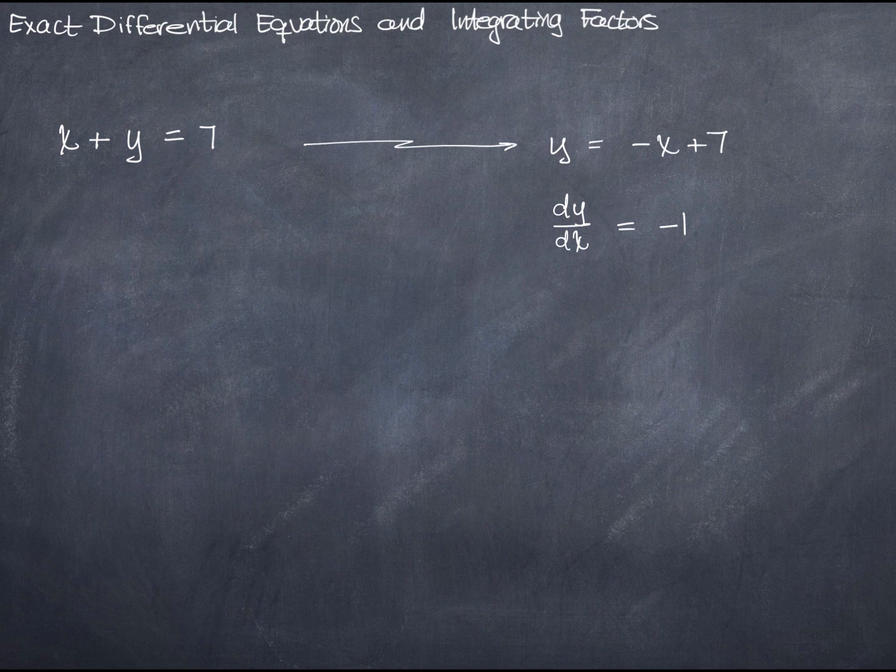What I'm going to do is take each term in turn and differentiate it using the sum and difference rule for differentiation, that the derivative of a sum or difference is just the sum or difference of the derivatives of those terms. So I'm going to take the derivative with respect to x of x plus the derivative with respect to x of y equals the derivative with respect to x of 7. For the first term, that's easy because that's just 1. The last term is also easy. The derivative with respect to anything of a constant is 0.